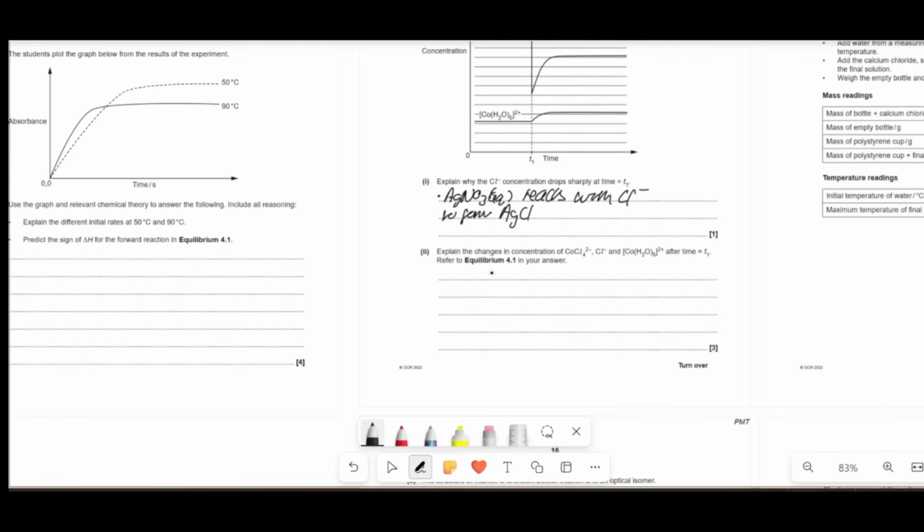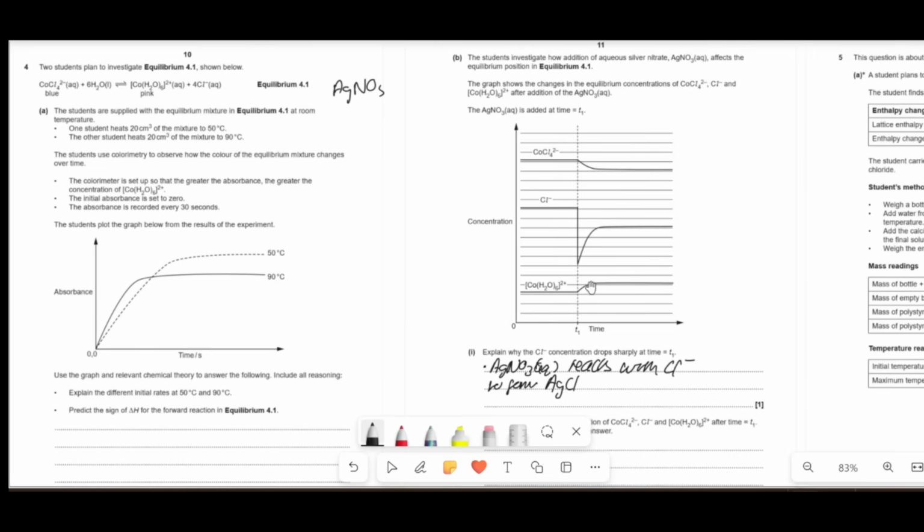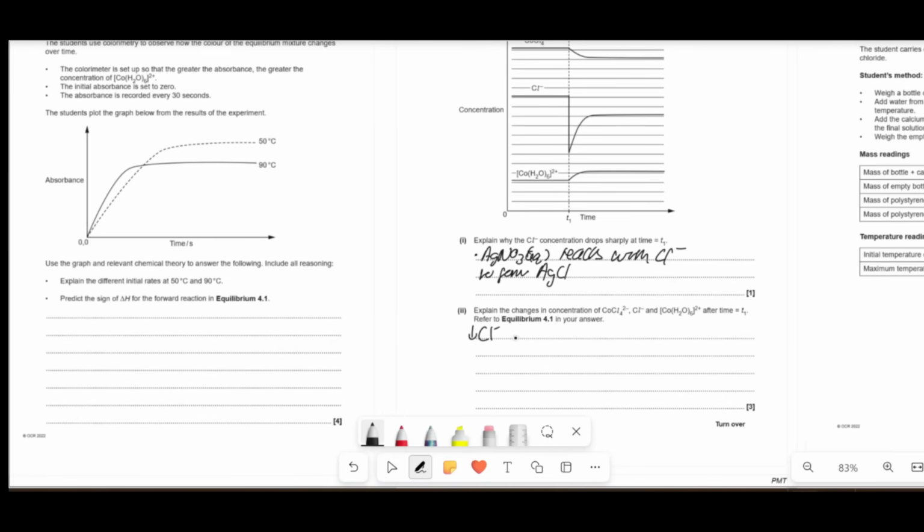So it says, explain the changes in the concentration of COCl4 2- in this and the change at the time t. So you can see it drops sharply here, right? Fine. If that drops, remember that decreasing Cl- means that the equilibrium, because that's the change you make, shifts to try and increase the Cl-. Therefore, the equilibrium shifts to the right.